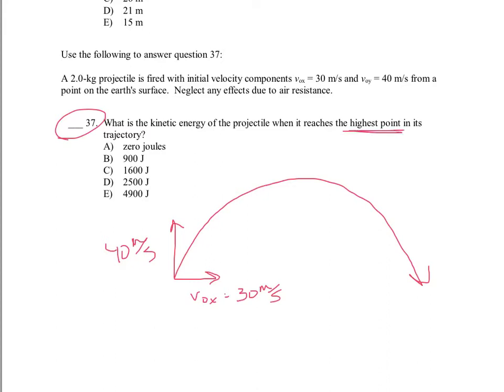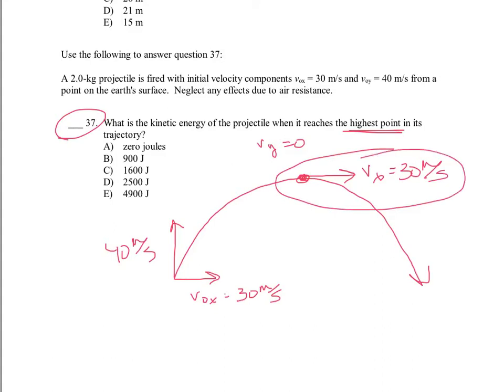Now here you have to be careful, because you remember when it reaches its highest point, its y velocity is 0, but it still has that x velocity of 30 meters per second. So the kinetic energy that we're worried about is just that one there. So we go 1/2 mv squared for our kinetic energy. And so it's 2 kilograms, 1/2 of that, 10, times the velocity squared. So that's how you get the 900 joules.